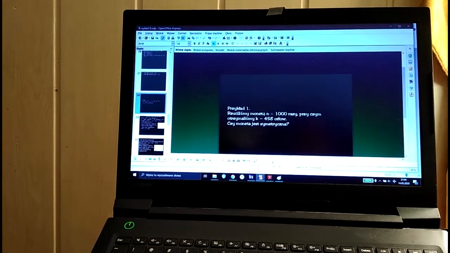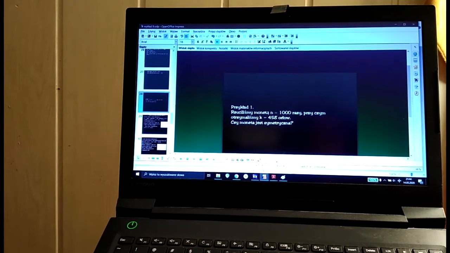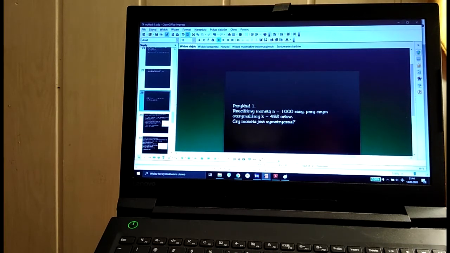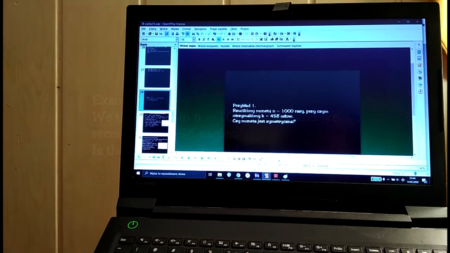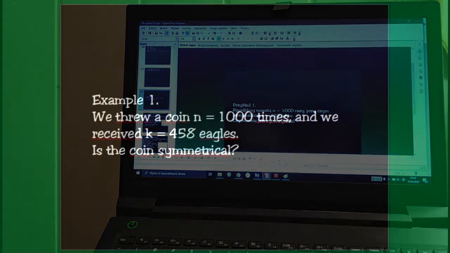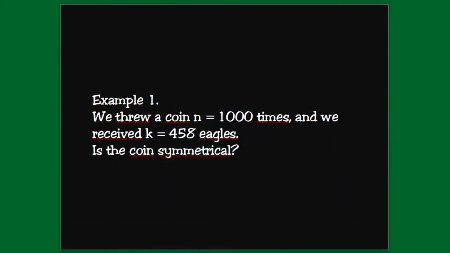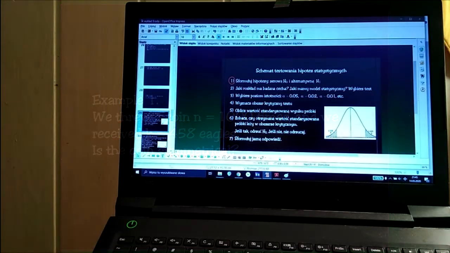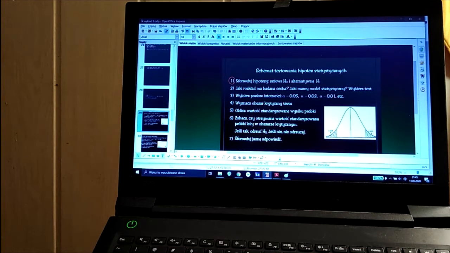Let's go through the first example in our lecture once again. We have been tossing a coin 1000 times, and 458 times we obtained eagle. The question was, is this a fair coin? Is this a symmetric coin? We have a scheme of testing of statistical hypotheses.